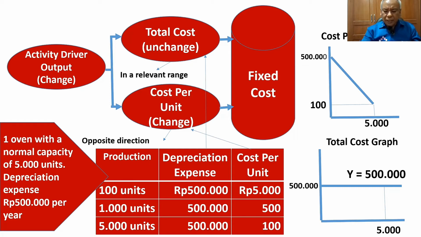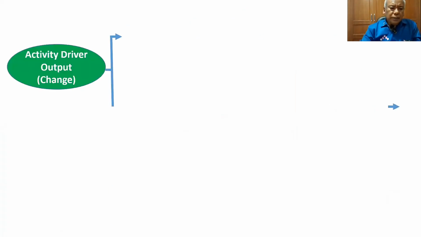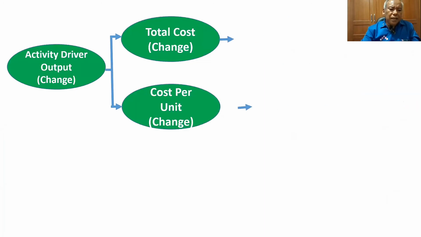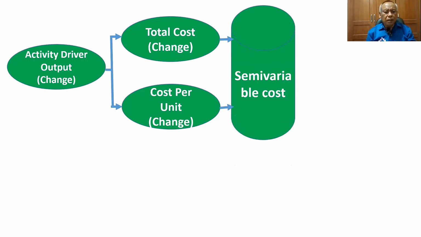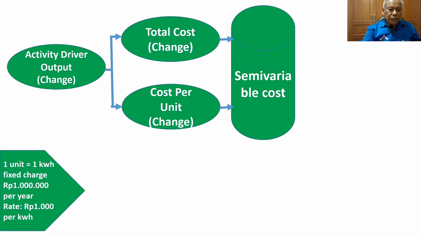Opposite directions, as I explained just now: the more units produced, the lower the unit cost, and otherwise. And then the third possibility: if the activity driver output changes, the total cost also changes and the cost per unit also changes. So we can classify it as semi-variable cost. For example, to produce 1 unit of donut, we need 1 kilowatt hour of electricity.